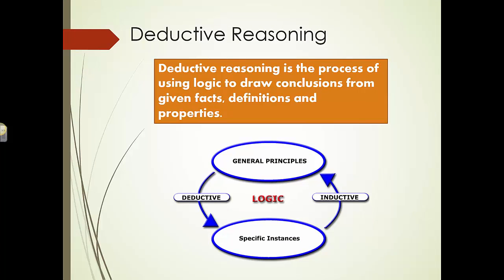So deductive reasoning is a slightly different way of thinking about things than inductive reasoning. Deductive reasoning is a process of using logic to draw conclusions from given facts or definitions or properties. You start with general principles, and then you draw specific conclusions or specific instances. Versus inductive reasoning, you start with specific instances, notice a pattern, and draw general conclusions. So it's a slightly different way of drawing conclusions.